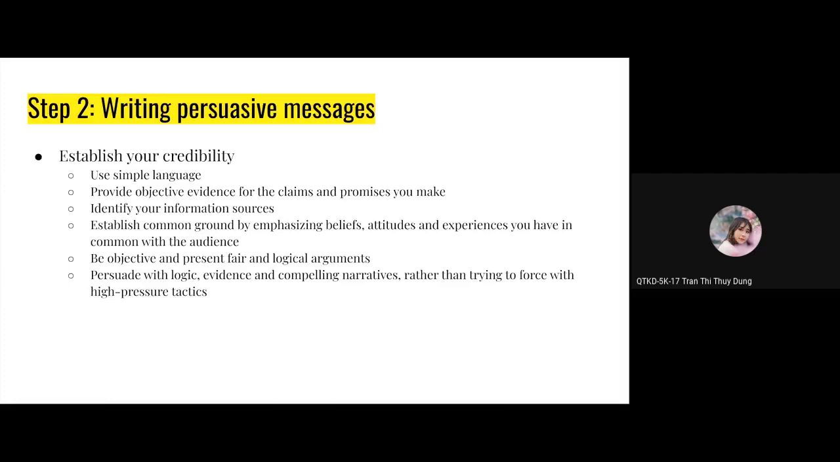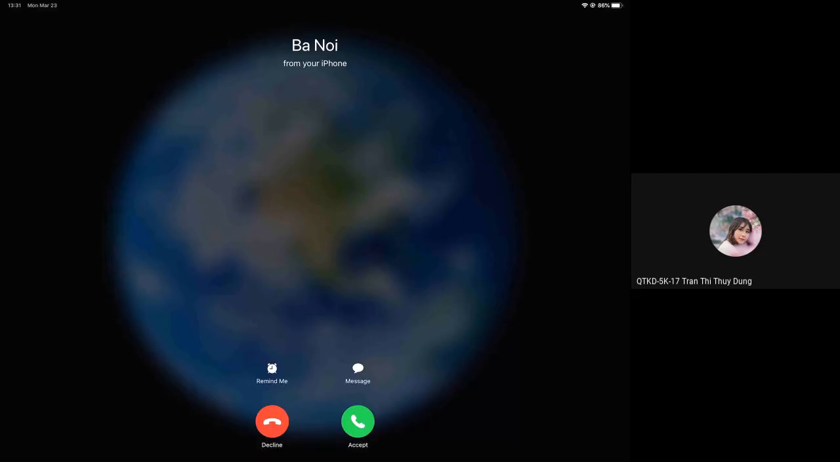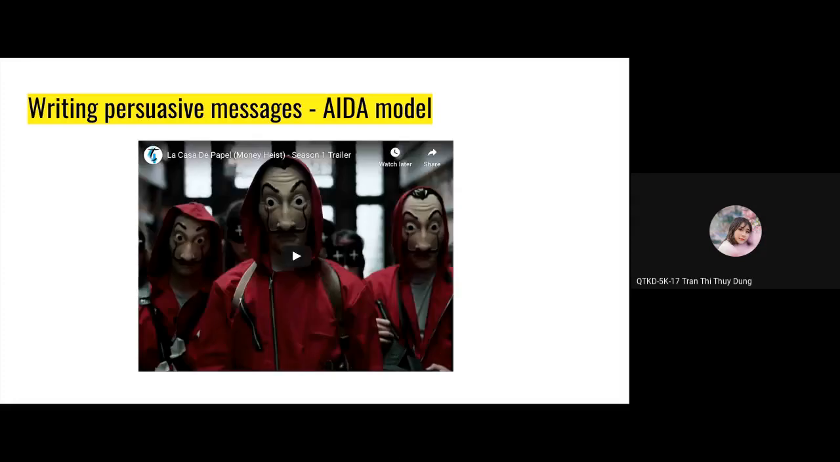For example, if you say 50% of people said that, then you should state the source of the information as well. You need to establish common ground by emphasizing beliefs, attitudes, and experience you have which are similar to the audience. Basically, you need to persuade with logical evidence and compelling narratives rather than trying to force the audience to do something. And in the last step, completing the persuasive message, you need to make sure that you don't have any small errors that will influence the credibility.